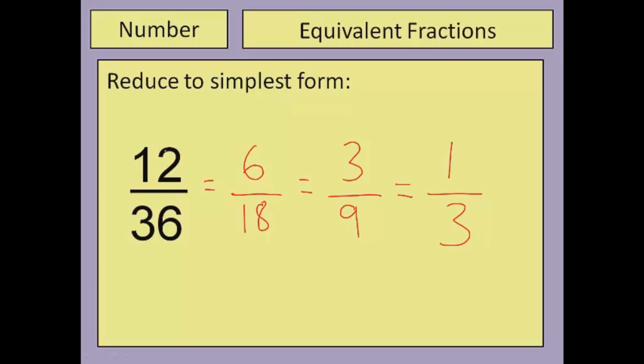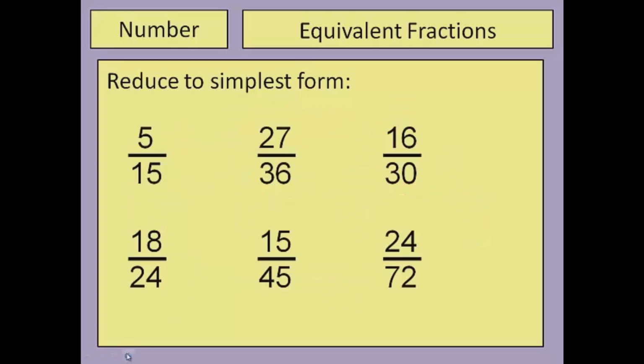In fact, again, we could have done this in a much quicker step if we started by dividing by 12. So if we went all the way in one go, from here to here, we'd divide by 12, because 12 divided by 12 is 1, and along the bottom, we'd have 36 divided by 12 gives you 3. It doesn't matter how many steps you take as long as you get to the right answer in the end.